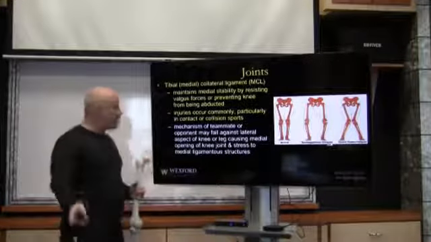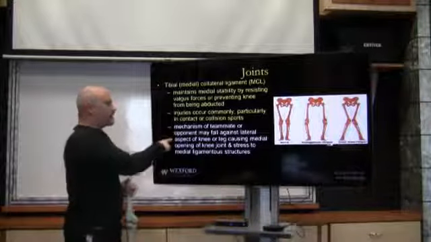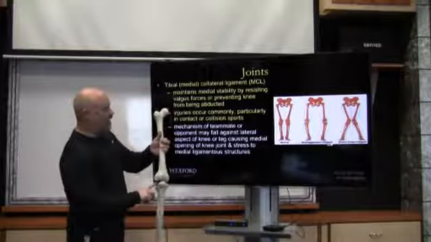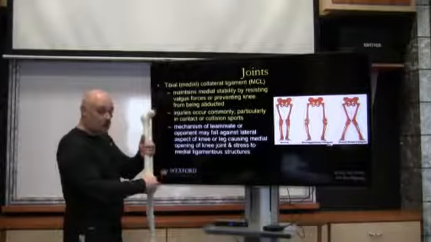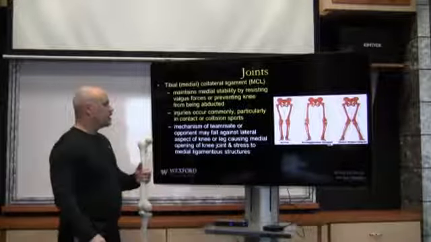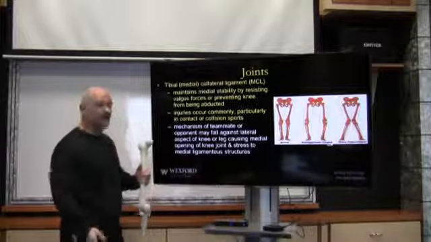Now, the mechanism: a teammate or some opponent may fall against the lateral aspect of the knee, on the outside, pushing the leg medially, and the medial side of the knee opens up, and that's stress on the MCL ligament.